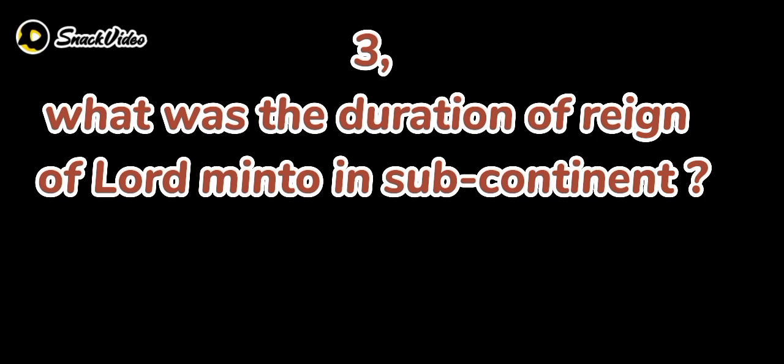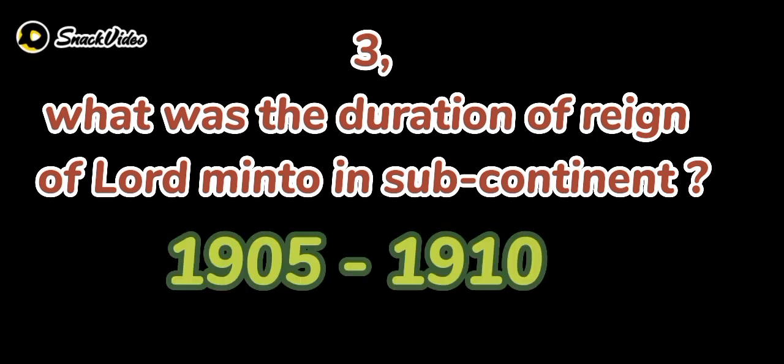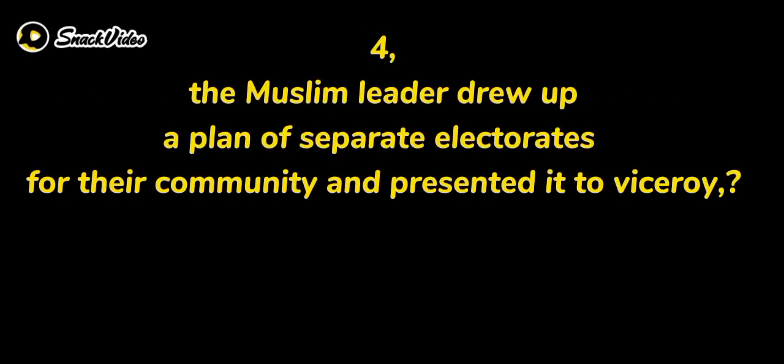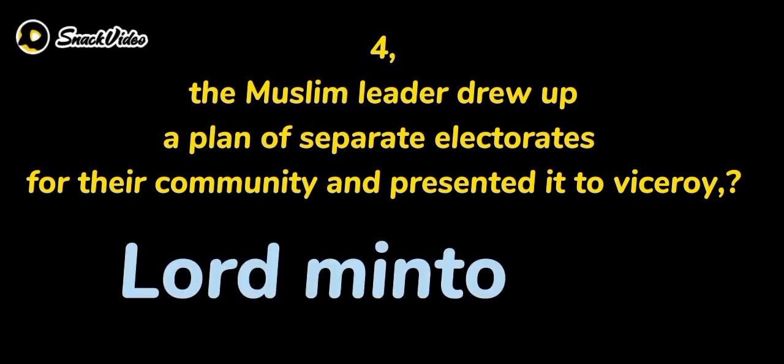3. What was the duration of the reign of Lord Minto in the subcontinent? 1905-1910. 4. Which Muslim leaders drew up a plan of separate electorates for their community and presented it to the Viceroy? Lord Minto.